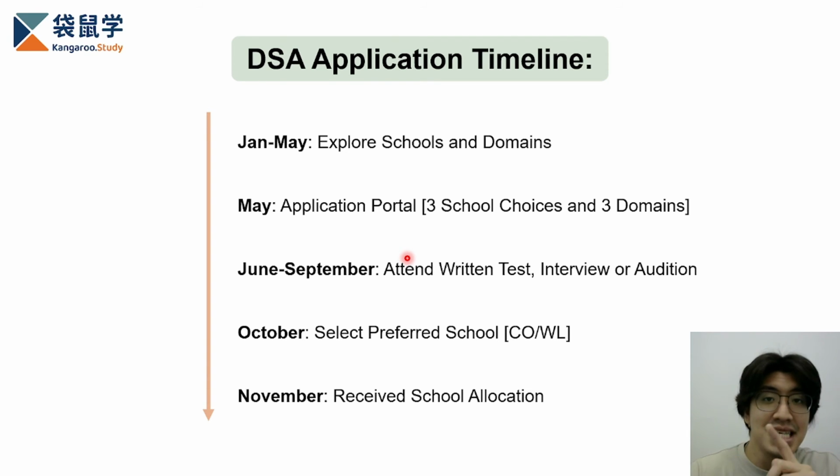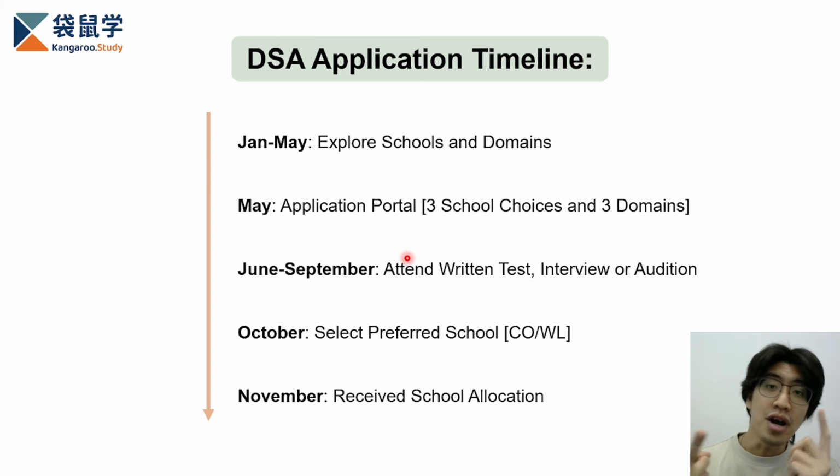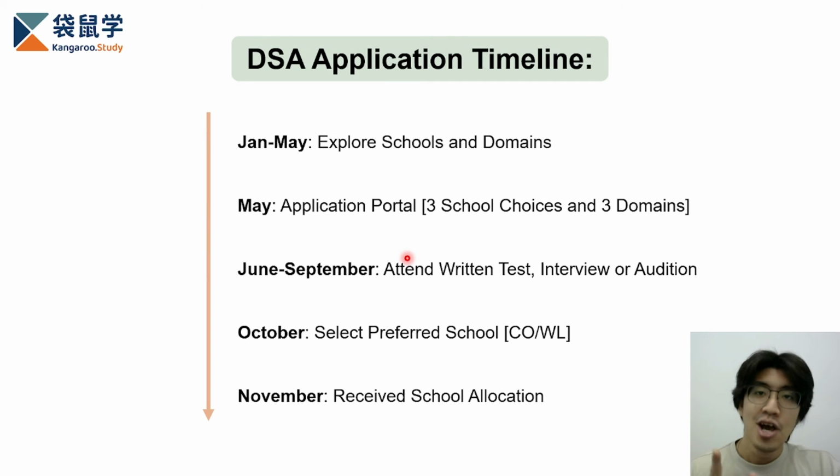So either you get CO, that's confirmed offer, congratulations, or WL, waiting list, which means you are not rejected, but you are on the waiting list. So unless any of the students in the CO list have rejected the offer, then you'll be put into the CO list. That's what WL means. And then in November, you receive the final school allocation from the schools you have chosen in October. So this is roughly the timeline for a DSA application.